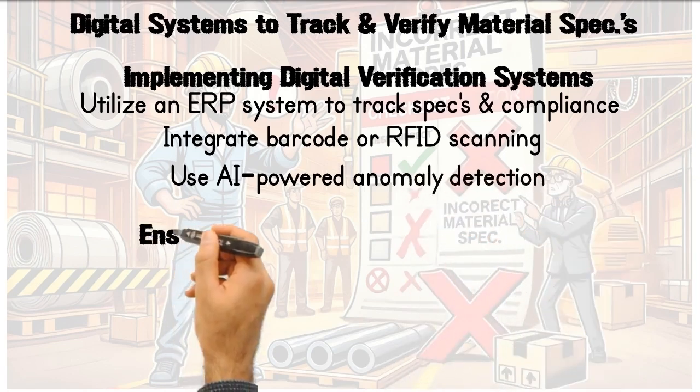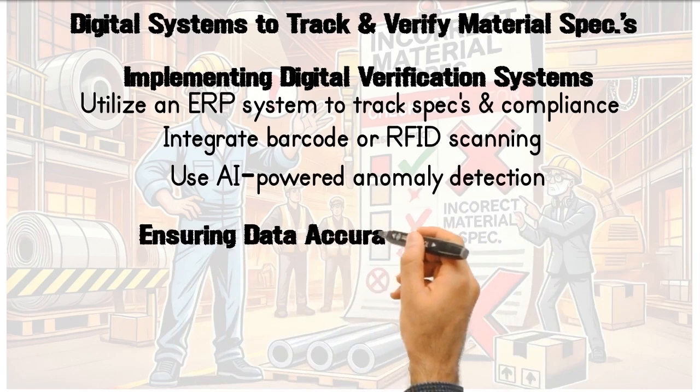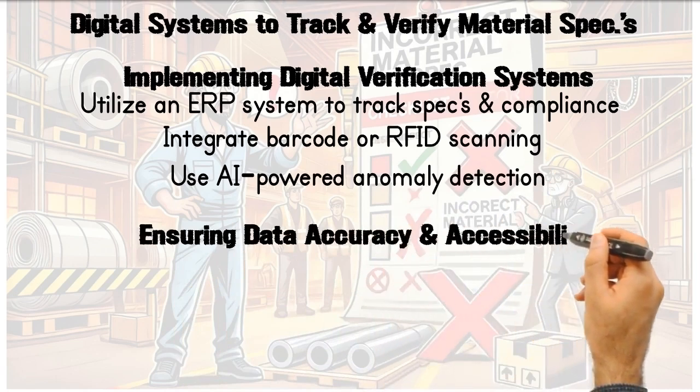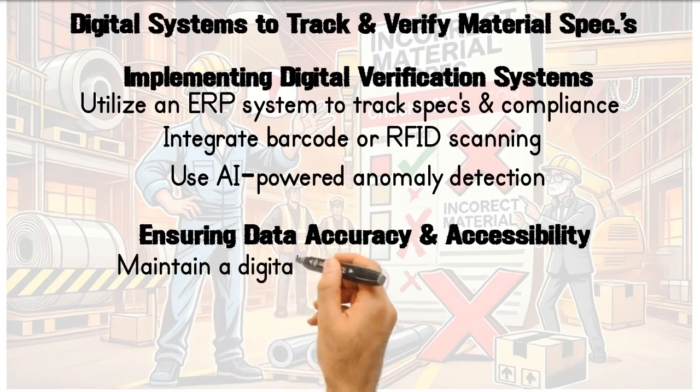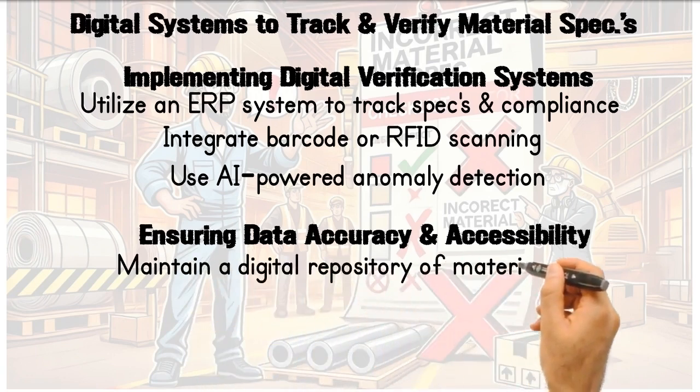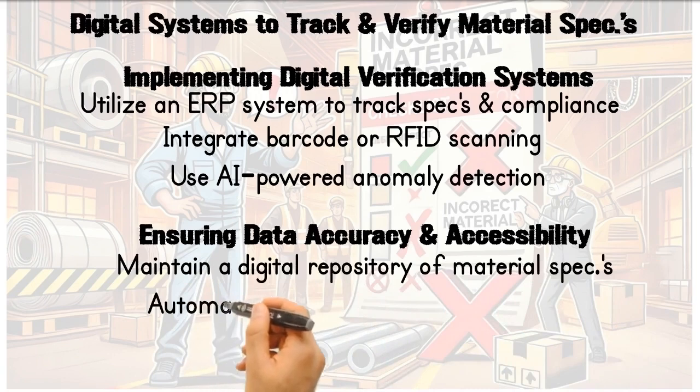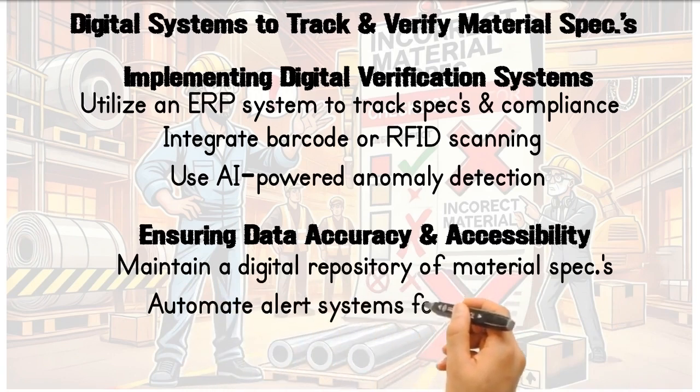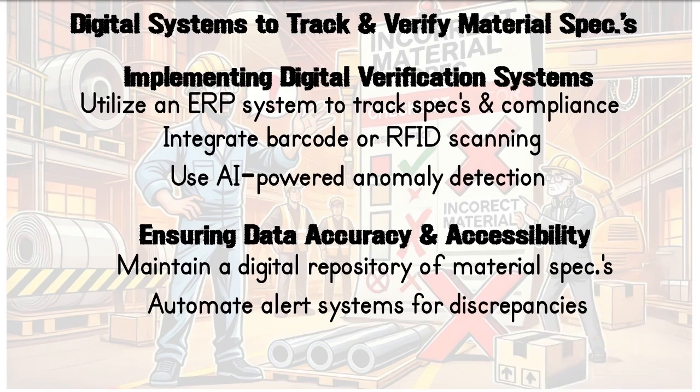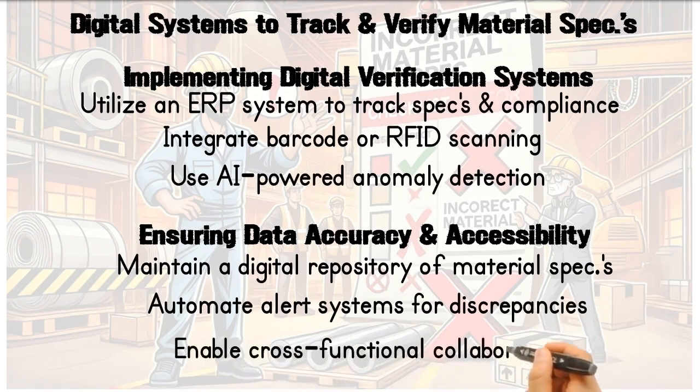Ensuring data accuracy and accessibility is important to have in place. Maintain a digital repository of material specifications for quick reference. Automate alert systems for discrepancies between ordered and received materials. Enable cross-functional collaboration by linking procurement, quality, and production teams in the digital system.